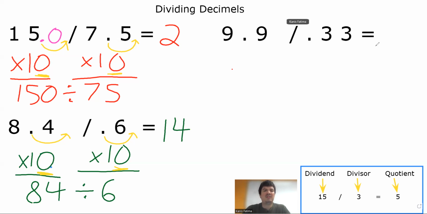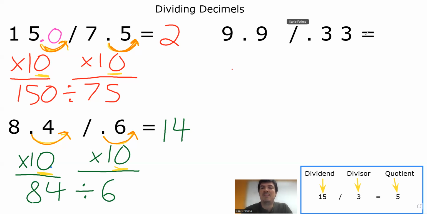A simple way to do this is just notice you're moving the decimals the same amount on both numbers. So look at my first problem, 7.5 divided into 15. If I move the decimal to the right one time on the right number, I'm moving it one time on the left number. Same thing with my second equation, 8.4 divided by 0.6. If I'm moving the decimal one spot for the divisor, I also just move it one spot for the dividend.